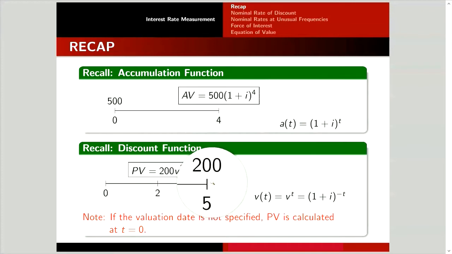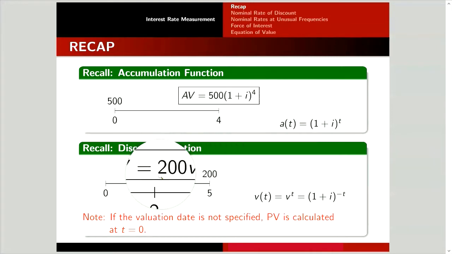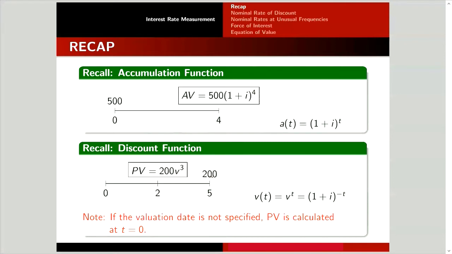You have an amount of 200 at time 5, and you want to get the value of this 200 at time 2. If you check the timeline, it's like carrying 200 backward. It's from here going here. So how do we do that?